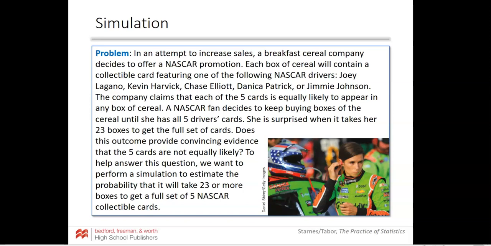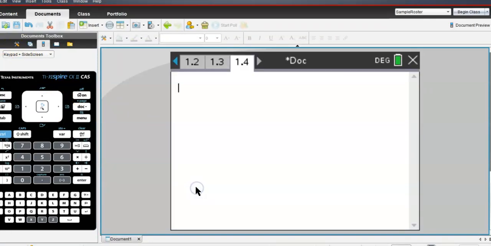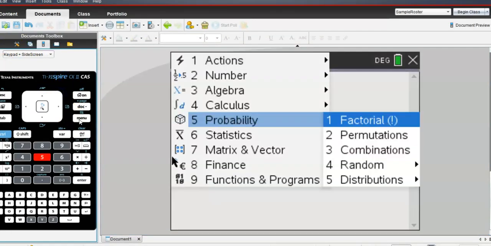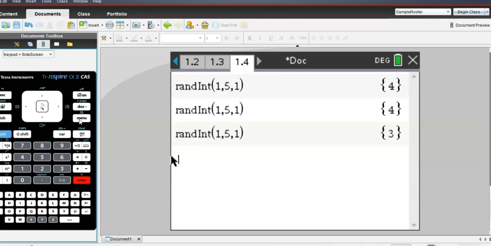So to help answer the question, we're going to perform a simulation. So what would that simulation be? So you think about it. We could get out a calculator, do the randInt command, menu 542, I believe. So 1, 5, 1. So I picked driver number 4 right there. That's 3 trials. I've got 2 of them. 4, I've already got 3 different ones.